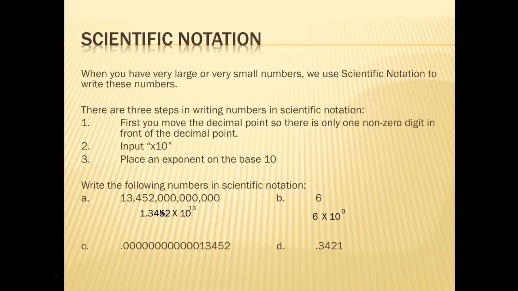In C, I move the decimal point between the 1 and the 3. I must have times 10. And then in this case, I move the decimal point in the opposite direction. So instead of it being 13, it would be an exponent of negative 13. And then lastly, the decimal point moves between the 3 and the 4. I must have times 10. And since I moved the decimal point to the right, meaning I started with a small number, I have a negative exponent, and I moved it 1 space, so negative 1.